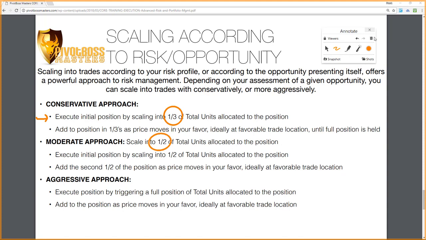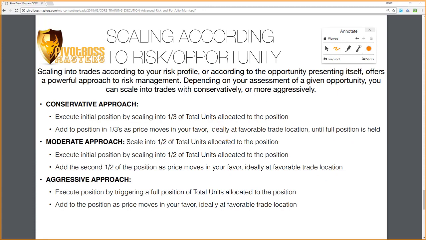So it depends on if you're conservative or moderate. If you're moderate and you think it's a good opportunity, you may scale into half. So if you're usually doing 4 contracts or 400 shares of whatever that is, go in at 2 or 200, right? Go in at 2 contracts, and then if price starts to work out in your favor, look to add back a second half at a favorable trade location.